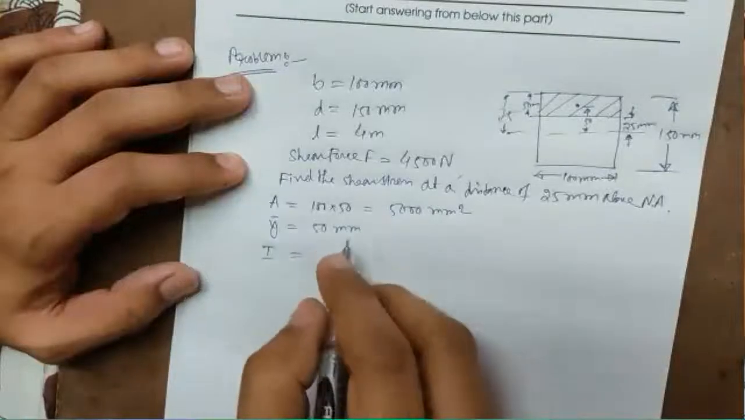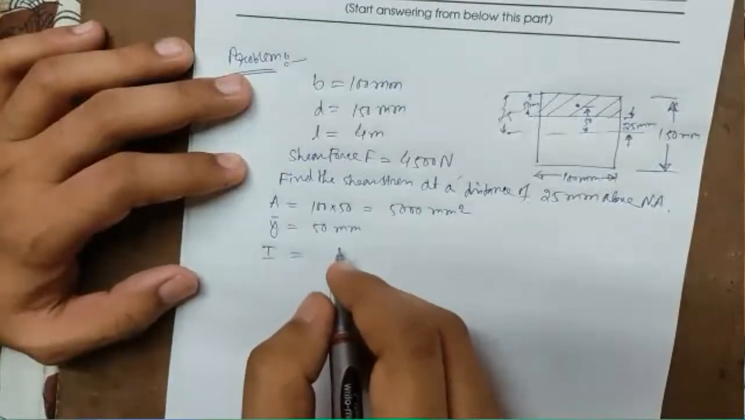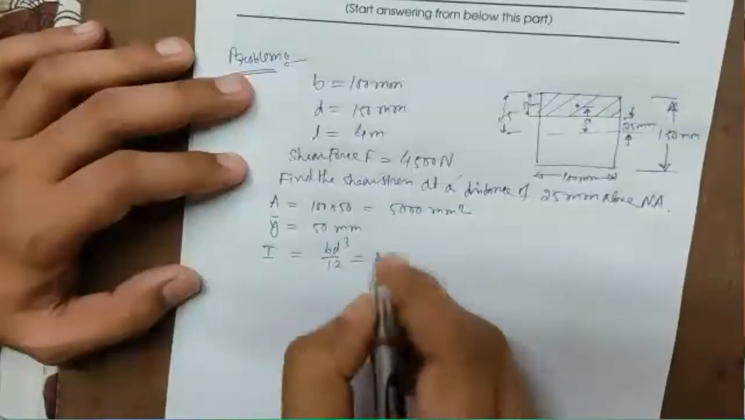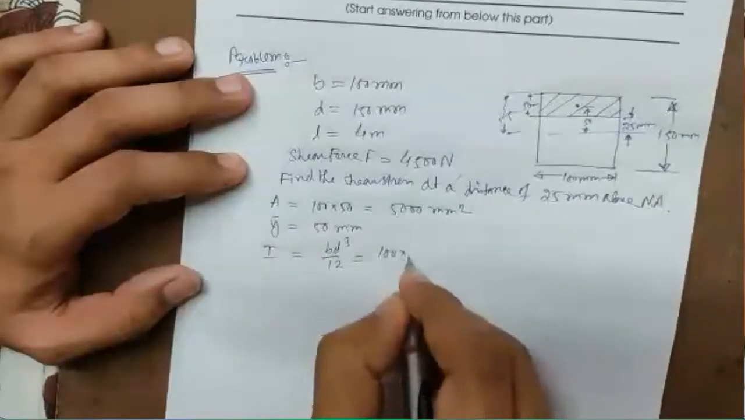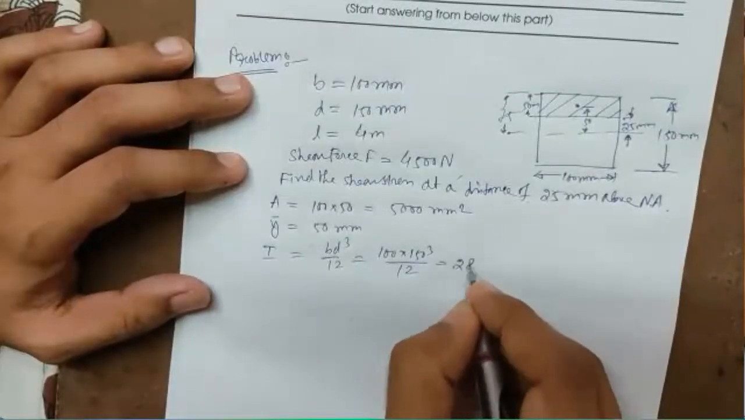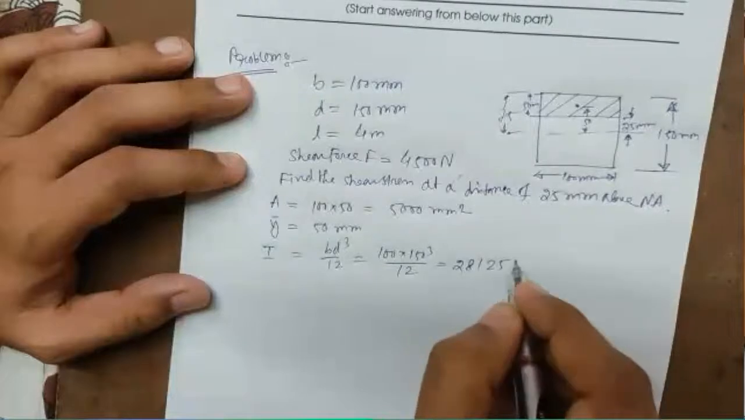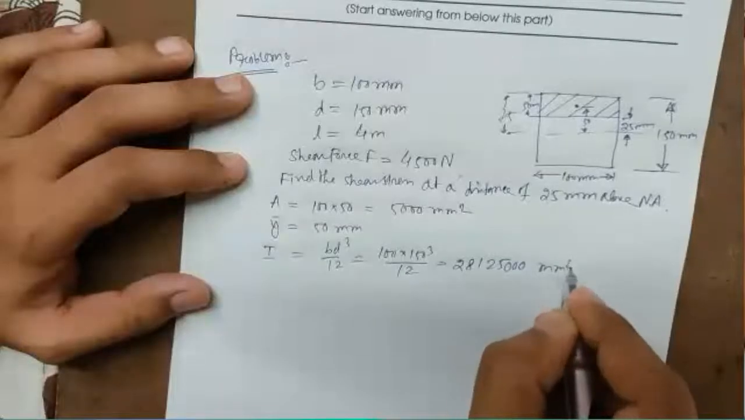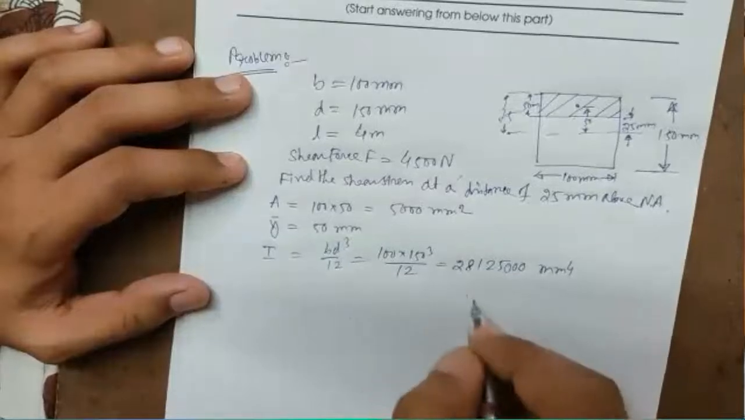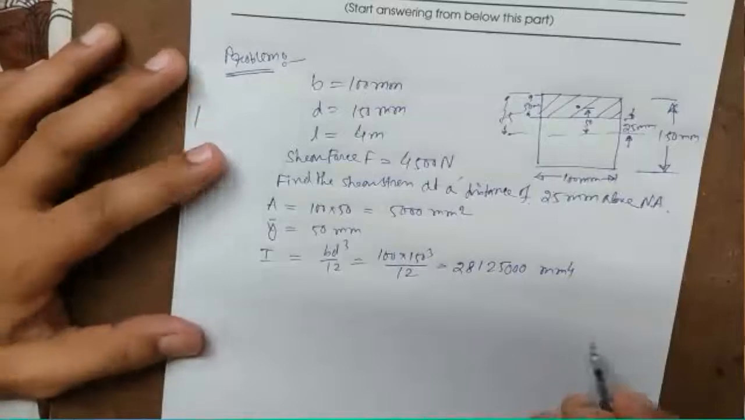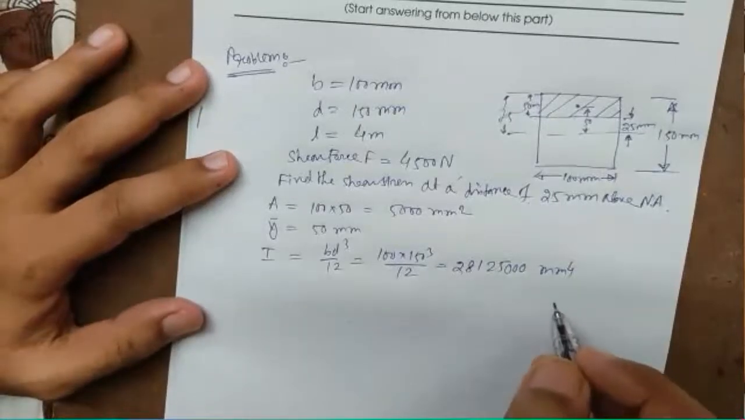Moment of inertia to be found out is BD cube by 12. Put the values, 100 into 150 cube by 12. Upon calculation we get 28125000 millimeter to the power 4. B is already given, 100.